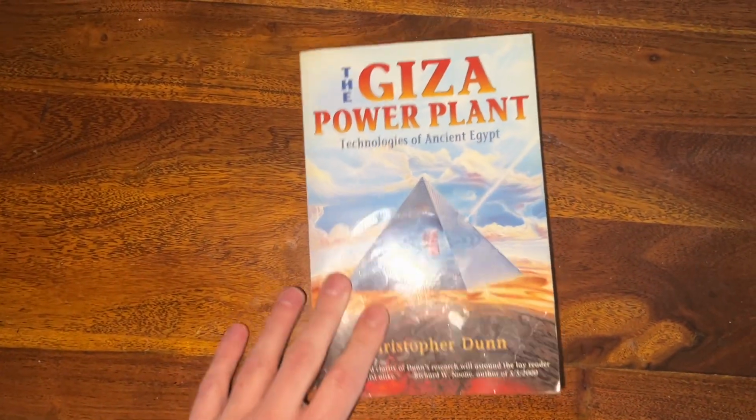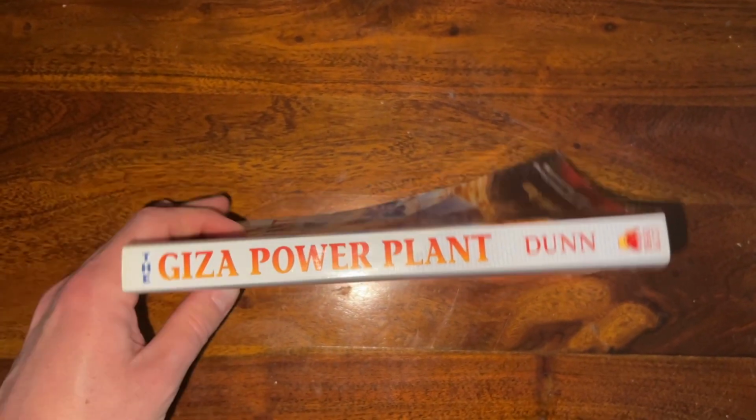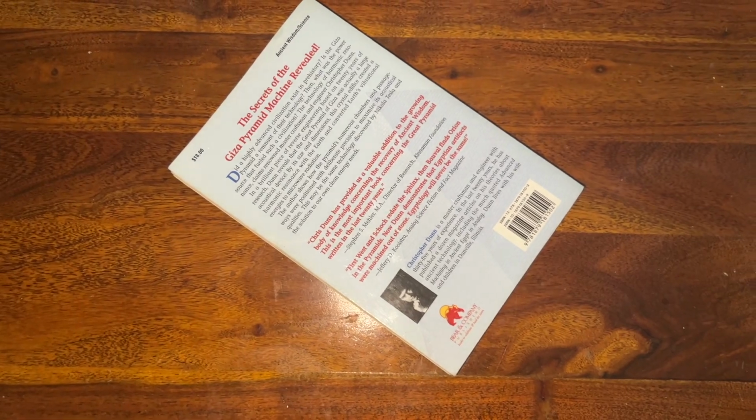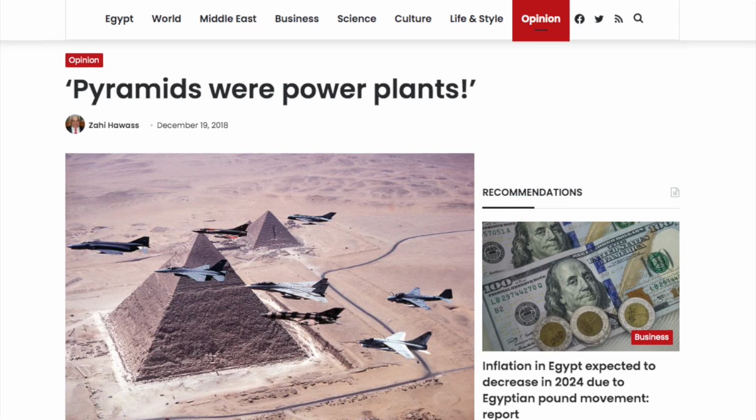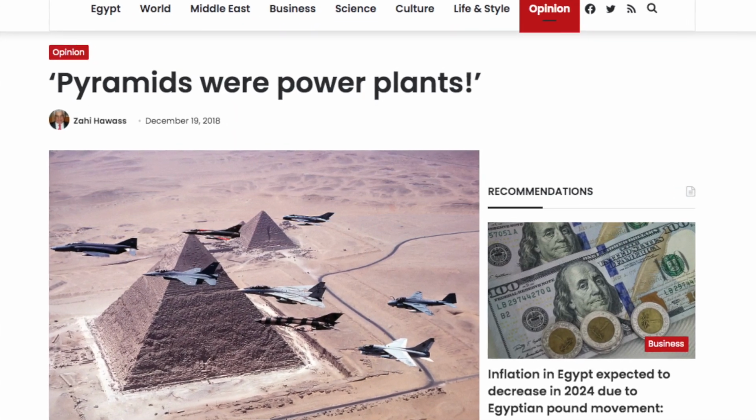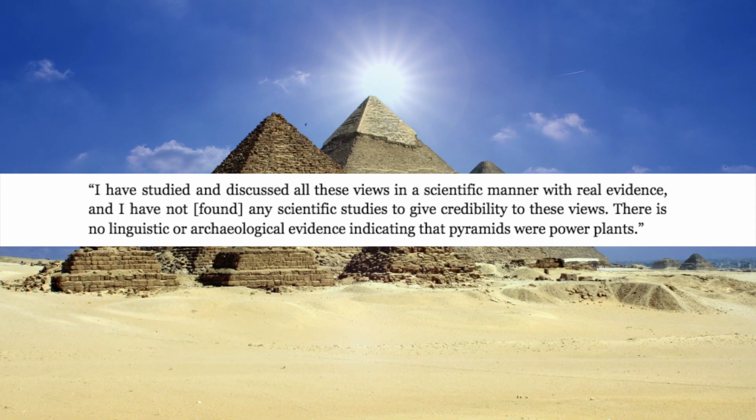So instead, I will leave you with the final word on the matter from Zahi Hawass, who is a controversial figure in his own right, to say the least. In an article for Egypt Independent, Hawass states the following in regards to the Giza power plant and other controversial pyramid theories: "I have studied and discussed all these views in a scientific manner with real evidence, and I have not found any scientific studies that give credibility to these views. There is no linguistic or archaeological evidence indicating that pyramids were power plants."